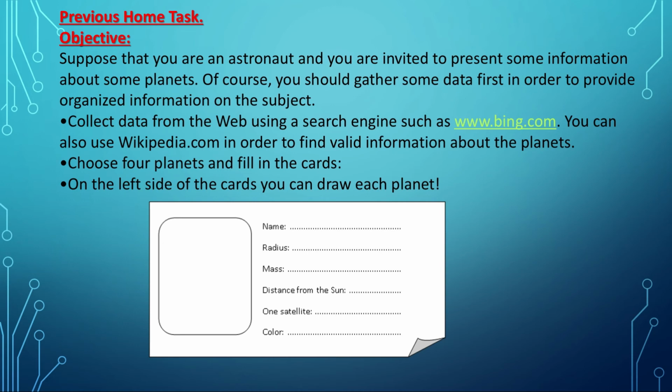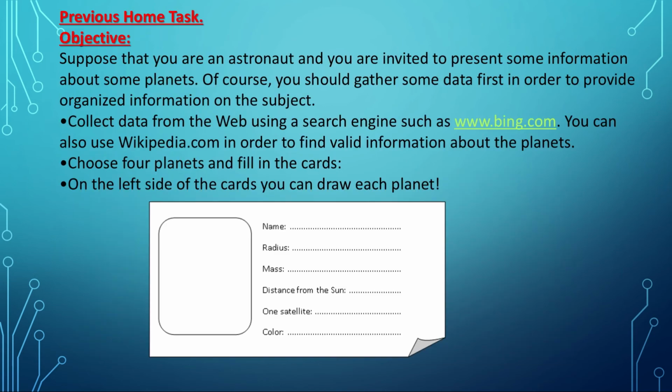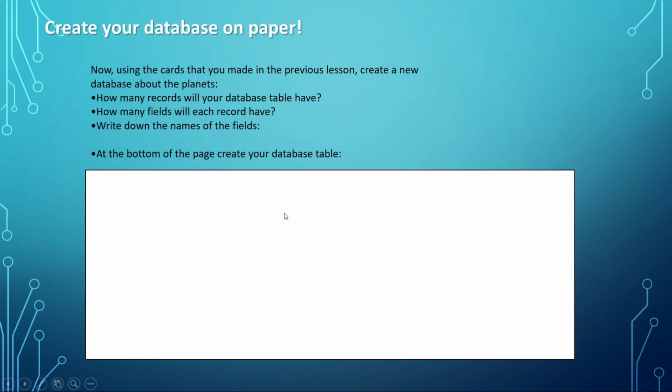On the left side of a card, you have to draw the planet you were searching. If you are searching for the earth, you have to draw the earth. That was our previous task. Now let's see how we can use this task in our current task. Bring the paper and pencil. Now you have to use this previous card to create the database about the planets.